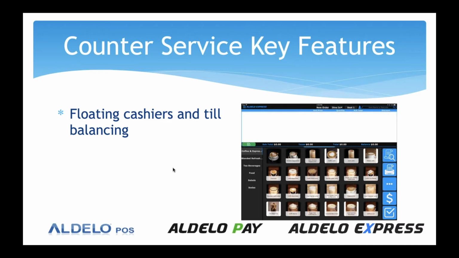In counter service, you'll want to have floating cashiers and till balancing. This till balancing is much like you would see in some of the more advanced cash register systems, where you enter at the beginning of the shift how many pennies, nickels, dimes, quarters you have in your drawer, how many ones, fives, tens, and maybe 20s you have in your drawer. At the end of the shift, you simply do the same thing. You count how many pennies, nickels, dimes, quarters, ones, fives, tens, 20s are in your drawer.